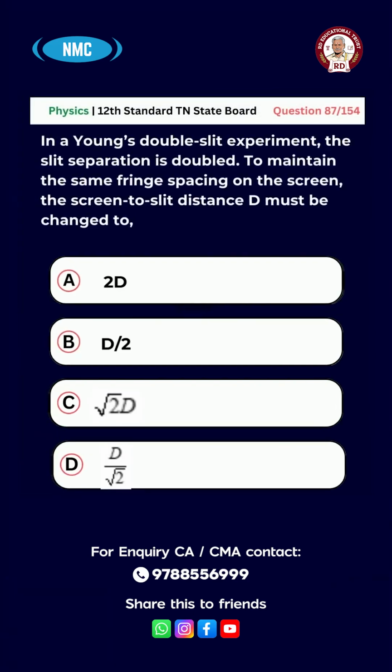Question number 87. In a Young's double slit experiment, the slit separation is doubled. To maintain the same fringe spacing on the screen, the slit to screen distance D must be changed to option A, 2D, B, D by 2, C, root 2 D, D, D by root 2. And the right answer is option A, 2D.